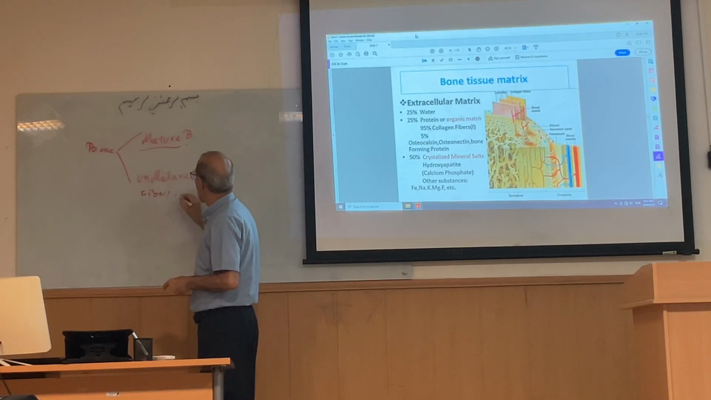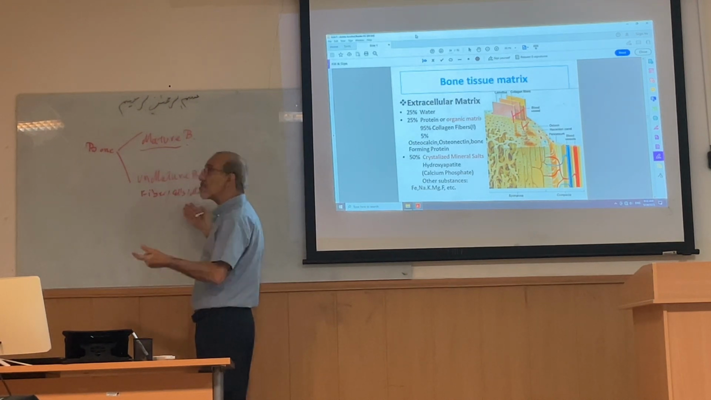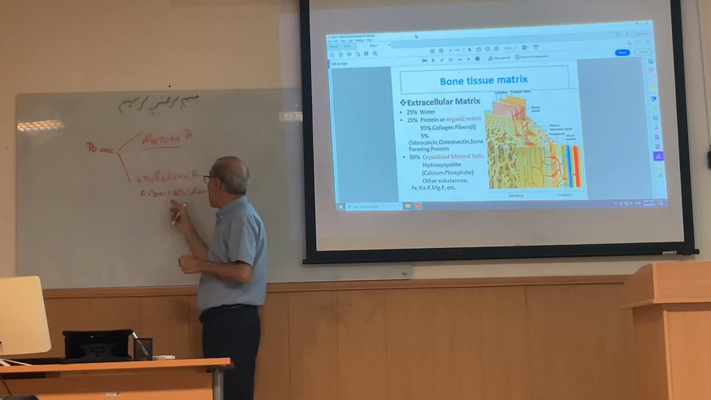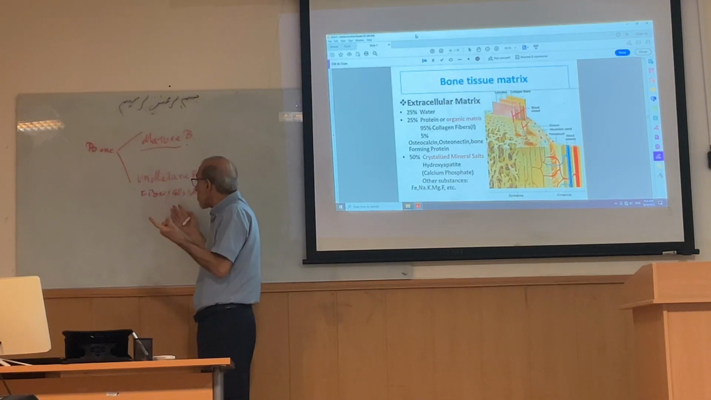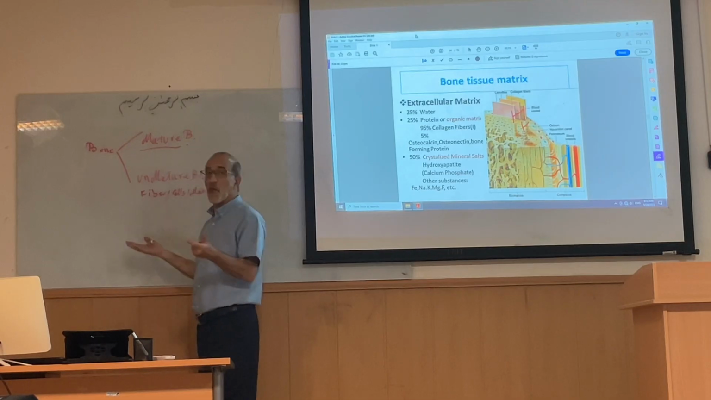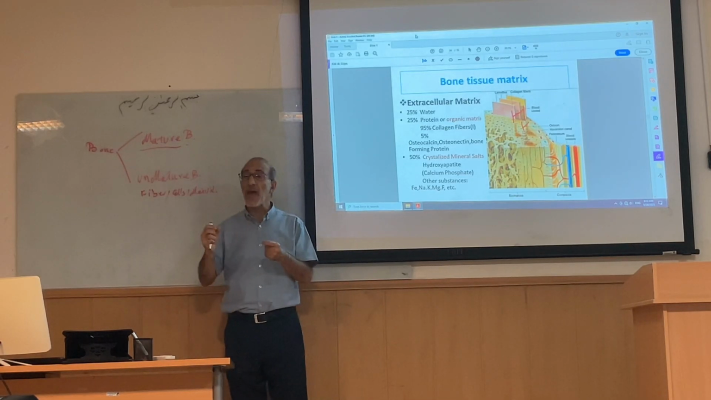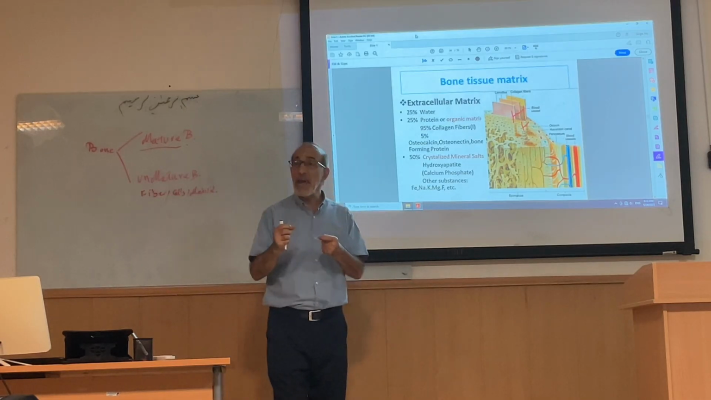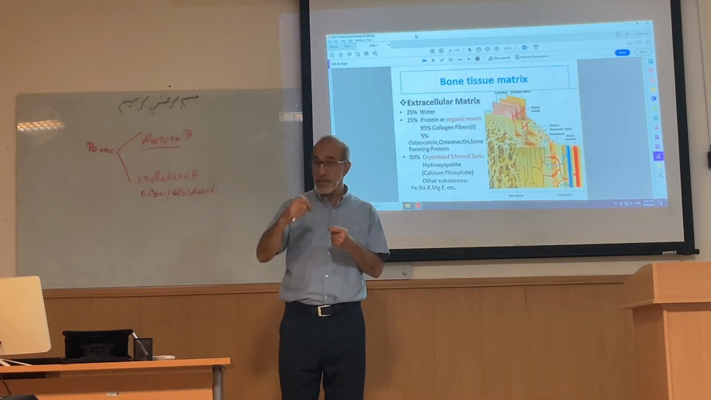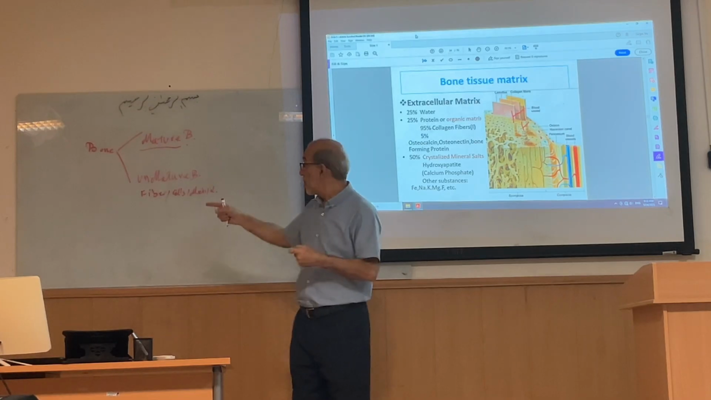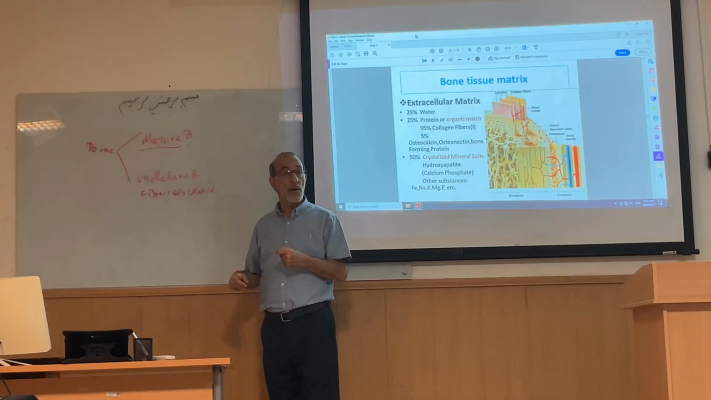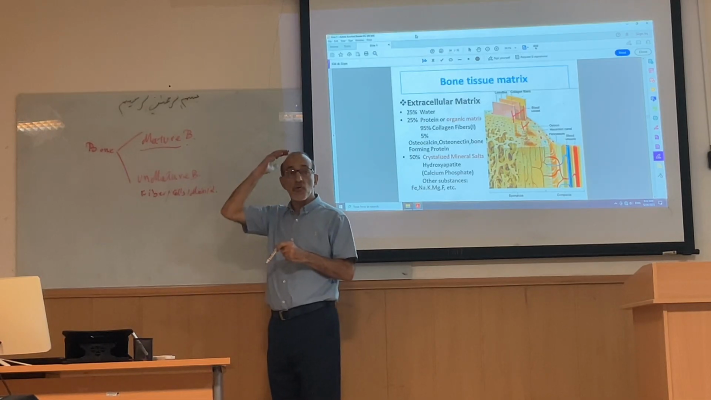It has cells without form, and fibers without form. Very good. What is the place in the body that has immature bone? Very good. Immature bone.